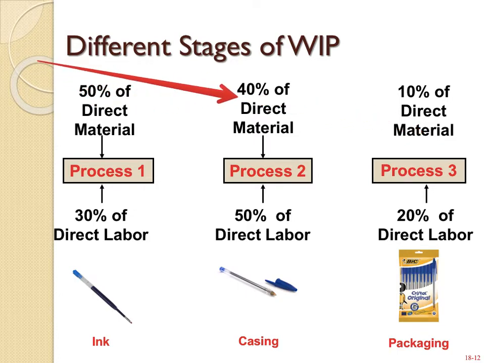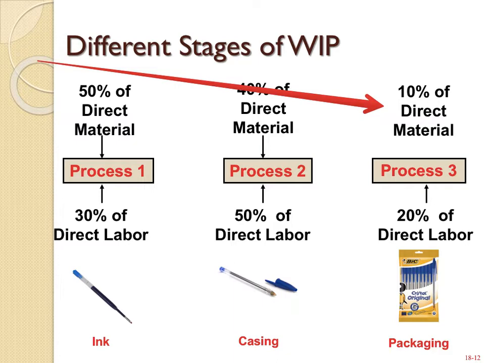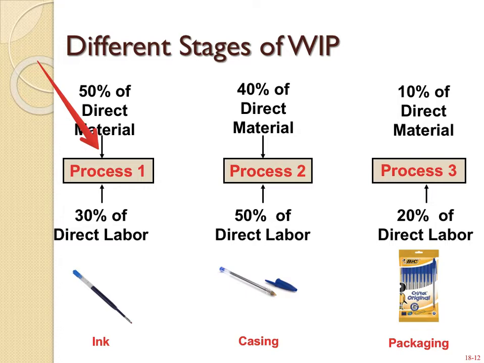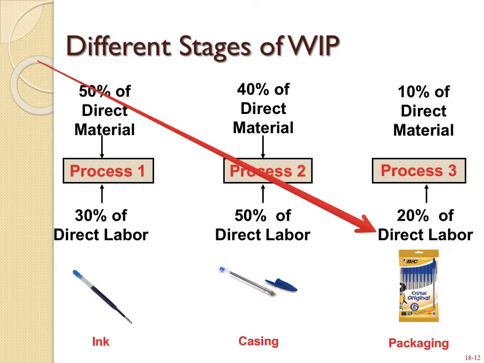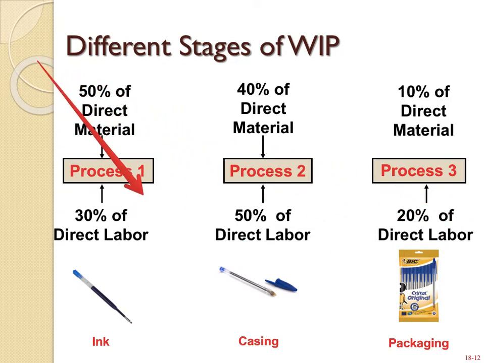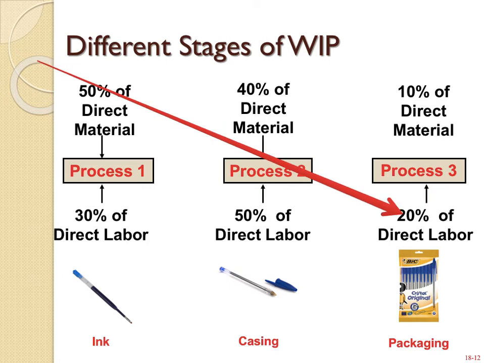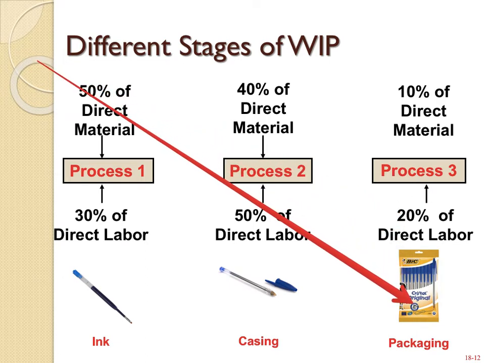So we use these percentages when we're calculating equivalent units of production, right? Because if it's in phase 1, we're going to say it's 50% complete with direct materials. So we take the number of units times the percent complete, we'd use this 50%. But if you notice here, labor went in at a different rate, okay? We're saying of all the work it takes to make these pens, 30% of the work happens in the ink department, 50% of the work happens in the casing department, and 20% of the work goes into the packaging department.